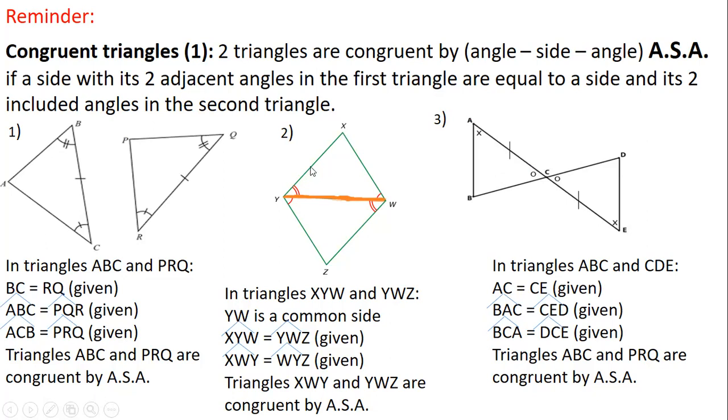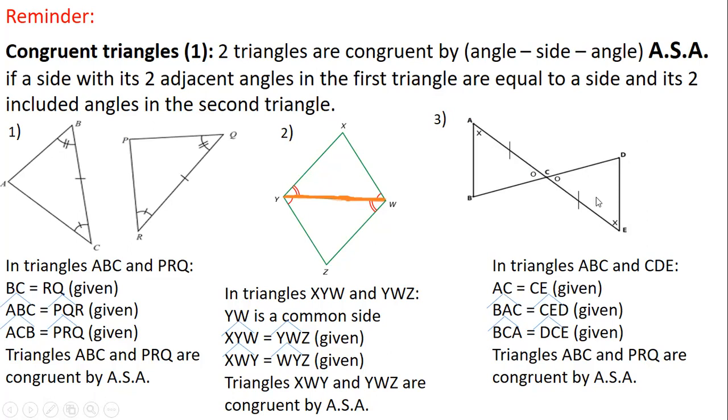In the two triangles XYW and ZYW, we can say that YW is a common side between the two triangles. Angle XYW is equal to angle YWZ. Angle XWY is equal to angle ZYW. Then these two triangles are congruent by ASA. Now, in the last figure, we have a triangle ABC and a triangle CDE.